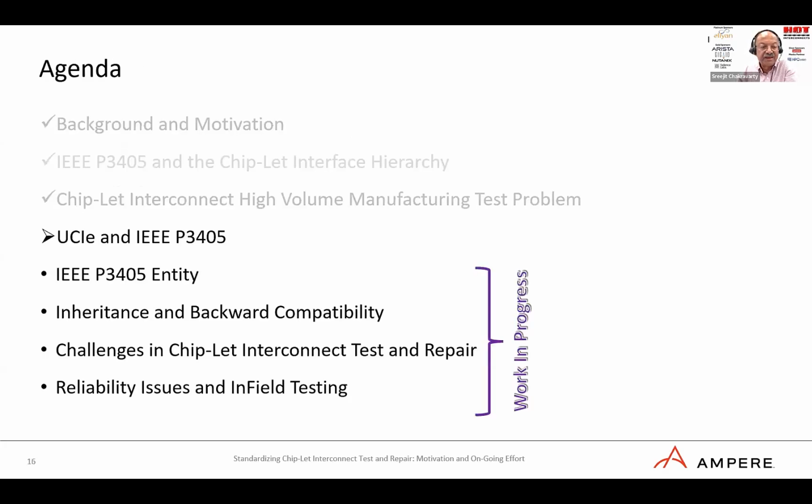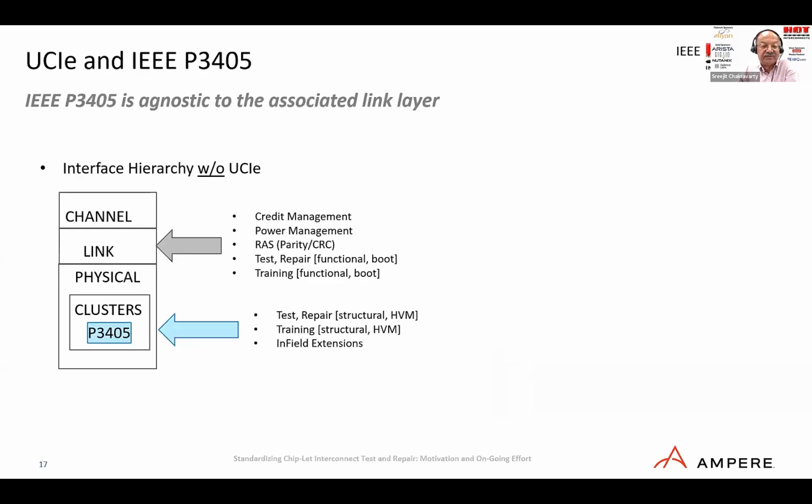So let's next move on to UCIe. There's a lot of noise and discussion about UCIe. We really need to understand what is the difference between UCIe and the IEEE P3405. As I mentioned, if I have a design without UCIe, it'll look something like this, and P3405 sits at the cluster level, and we talked about that.